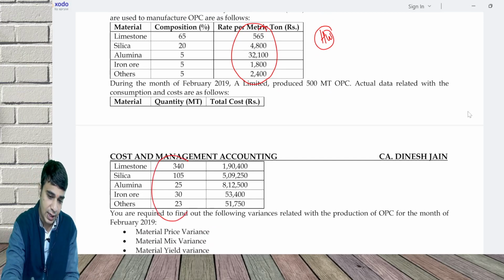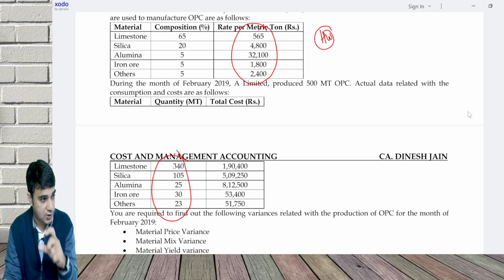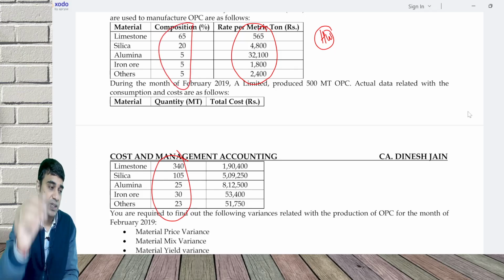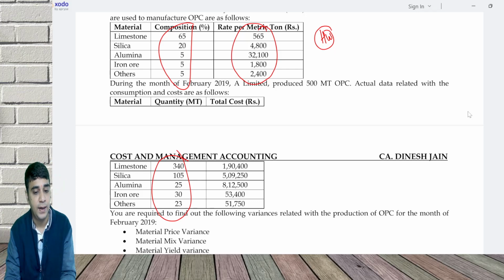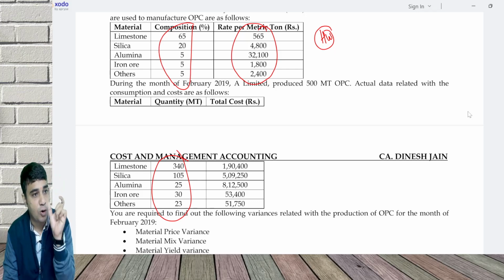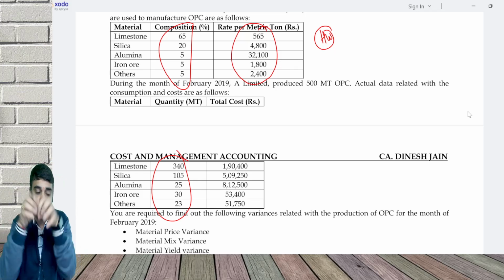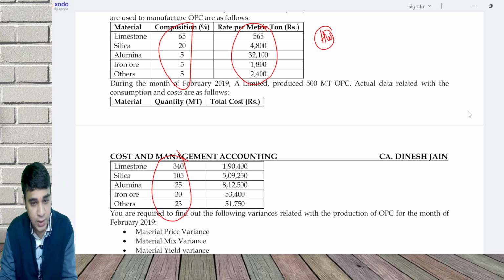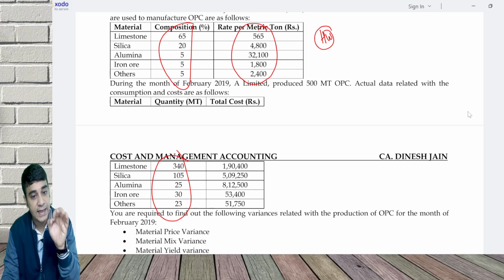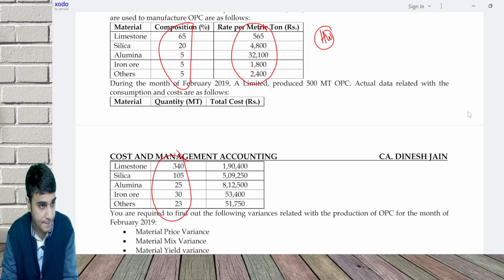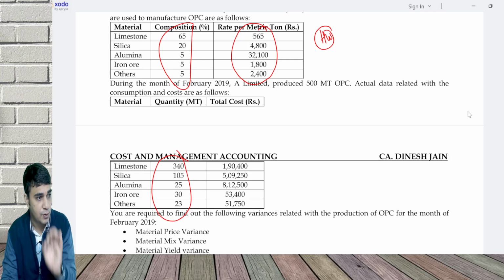This is AQ. Total of this, in this ratio, is the standard mix. 65 is to 20 is to 5 is to 5 is to 5 is the standard mix. The composition is nothing but how you are going to mix the material together. That is the standard mix which we are going to follow. Clear? Any doubts on this? Once that is done, you will get your RSQ.